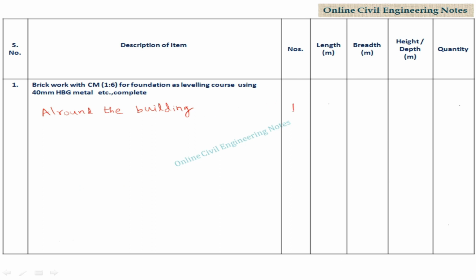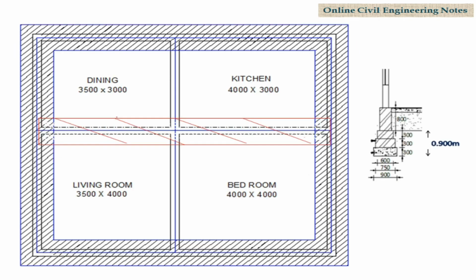All around the building, number is 1, length is 30.84, width or breadth is 0.75 meter, thickness is 0.30 meters. Overall quantity is 6.939 cubic meter for first footing. See the red color for this portion. Center to center length is 7.96 meters.